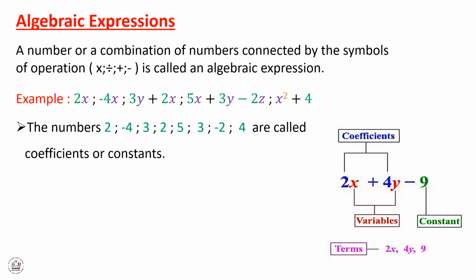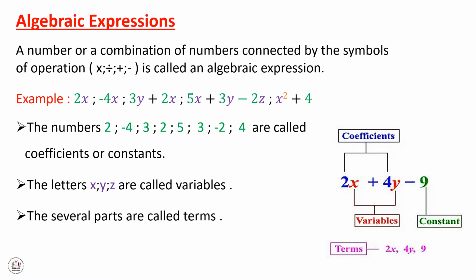So the numbers in green color, like 2, minus 4, 3, and so on, are called coefficients or constants because they are fixed. They don't change. The value remains constant. It's 2, it's only 2. We can't write 2 as 1. While the letters x, y, and z are called variables because they can take variable values. X can be 2, 1, minus 1. We don't know.